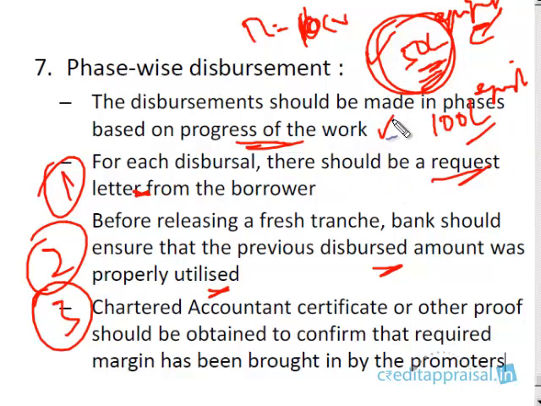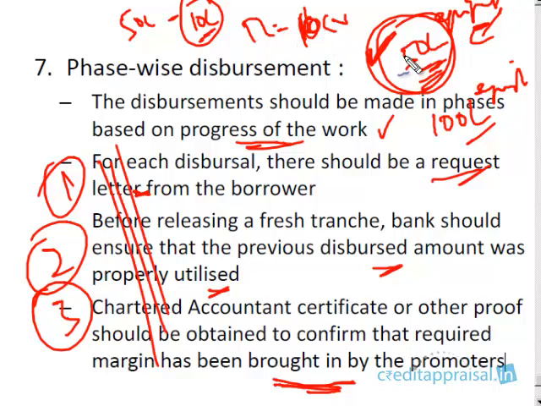We have always been stressing on this aspect, that the envisaged margin of the promoter should always be brought in. So you have to ensure the proportionate margin. We have disbursed 50 lakhs so far, so corresponding to the 50 lakhs term loan disbursement, maybe the proportionate promoter's margin is 10 lakhs. So whether the margin was brought in, you have to ensure. So these three you have to ensure for each and every disbursement.